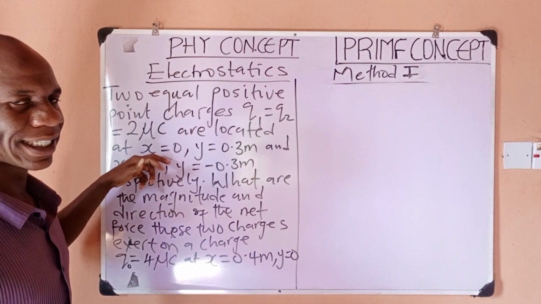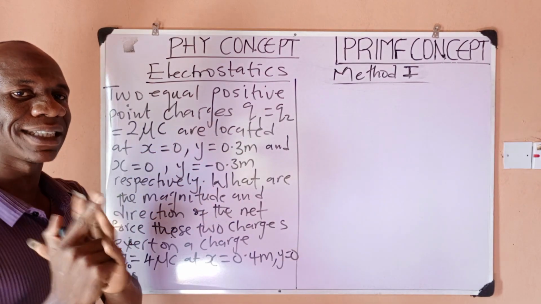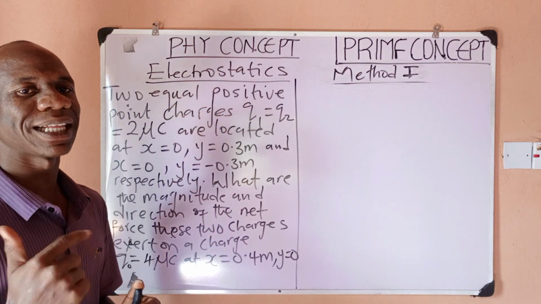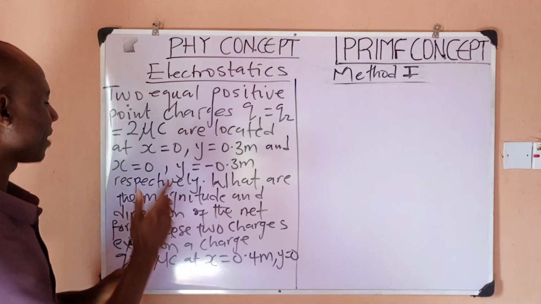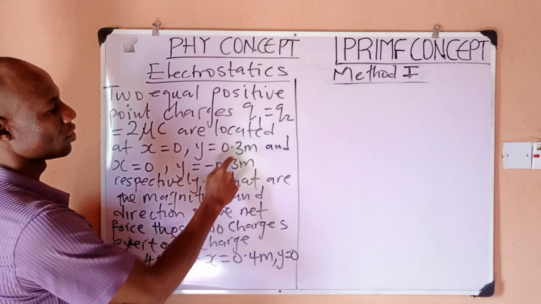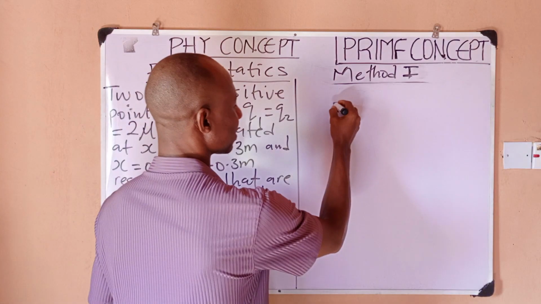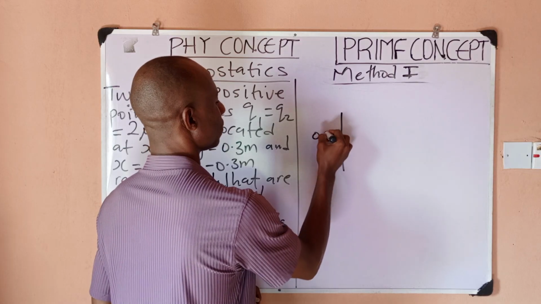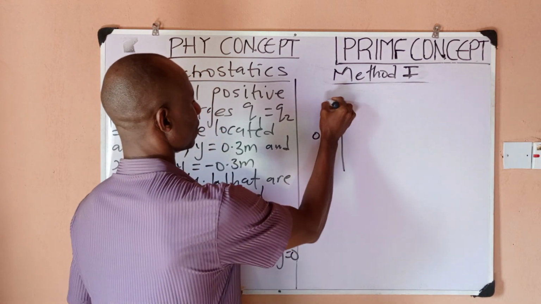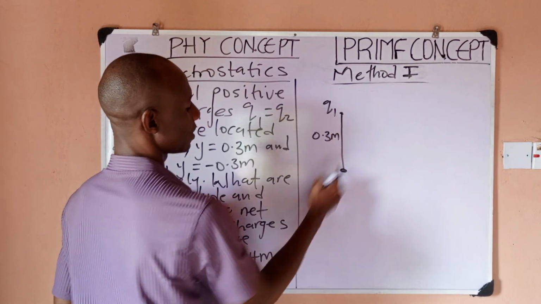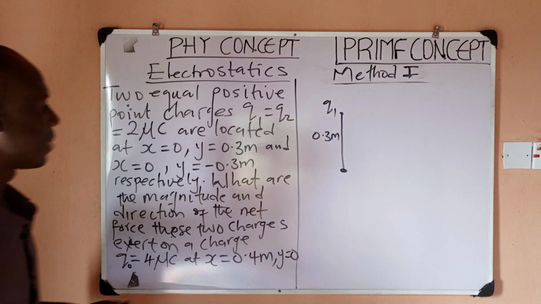When you have x as 0, it simply means that the thing is along the y-axis. If y is 0, it means the thing is along the x-axis. So the concept is clear. Since x is 0 for Q1 and y is 0.3, we are along the positive y-axis. So this is my 0.3 meters, this is my origin, and this is where I have my Q1.